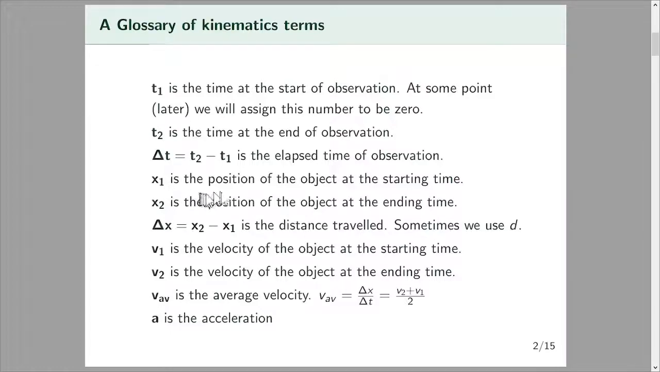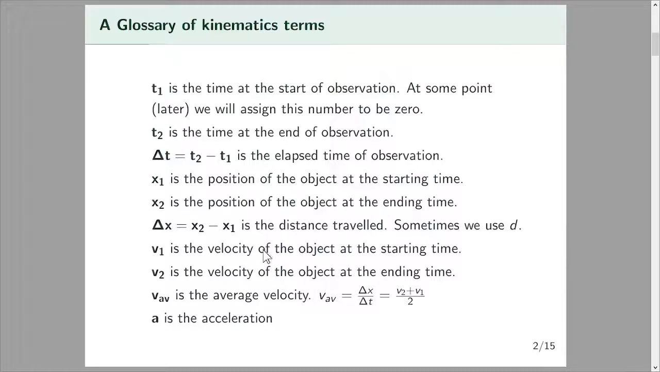X1 is the starting point, X2 is the ending point. So X1 is the position of the object at the starting time, X2 is at the ending time. Delta X is the distance traveled. Sometimes we use D for that. V1 is the velocity of the object at the starting time. V2 is the velocity of the object at the ending time. V average is the average velocity. It's the change in position divided by the change in time.